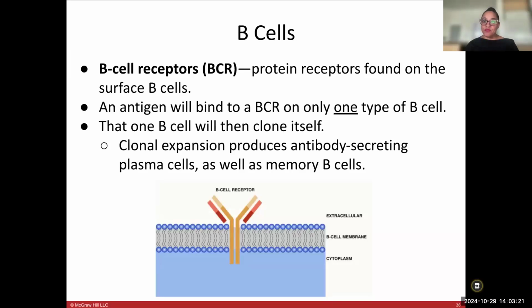B cell receptors are protein receptors found on the surface of B cells. An antigen will bind to the BCR on only one type of B cell. That one B cell will then clone itself. That is called clonal expansion. And clonal expansion produces antibody-secreting plasma cells as well as memory B cells. They are very, very useful.